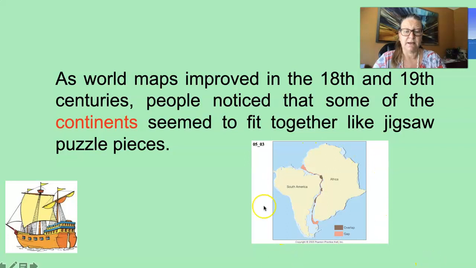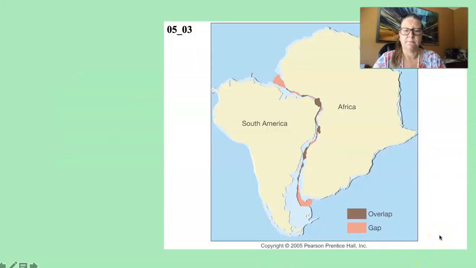Let's take a closer look at these two continents. What you'll notice here is in brown, a little bit of overlap if you put these continents together. In this peach color, a little bit of a gap. So it's a pretty good fit.